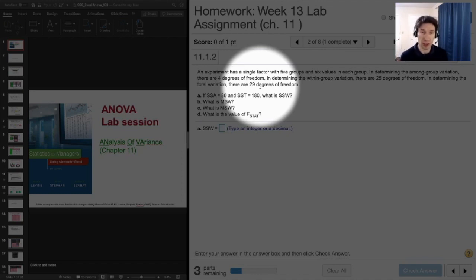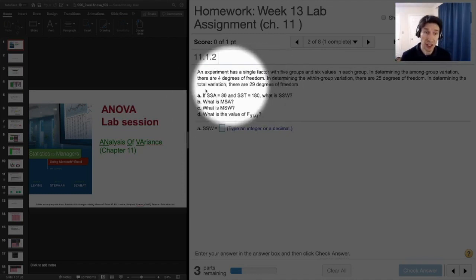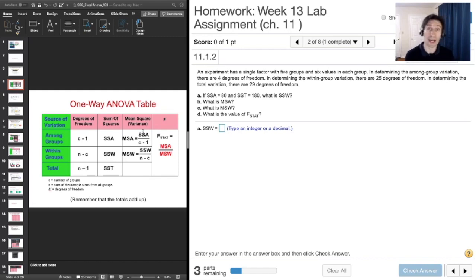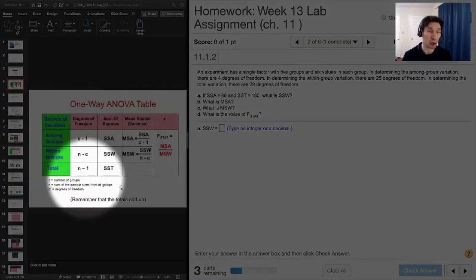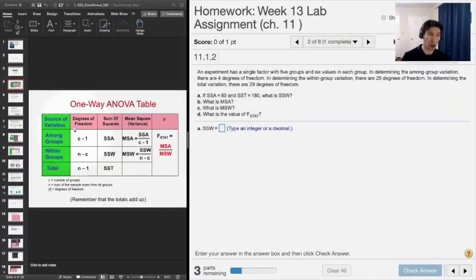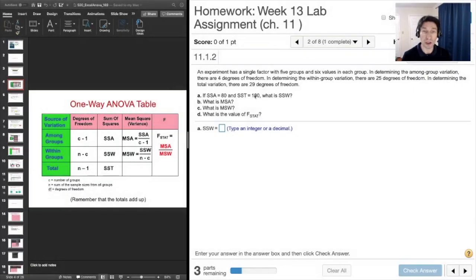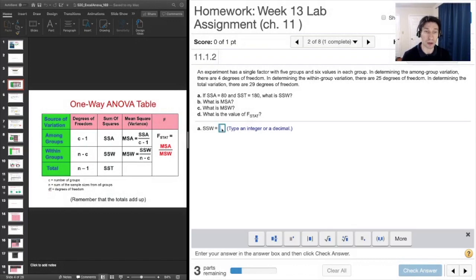So clearly that question is not going to be about the degrees of freedom. Instead, the question is the following. If SSA is 80 and SST is 180, what is SSW? All right, so that's when you pull up your handy slides. This table I said you would use in lots of your one-way ANOVA questions. Well, that one is really easy. We know that SST is equal to SSW plus SSA. And with numbers as easy as this, we know that SSW is just 180 minus 80, that's 100.